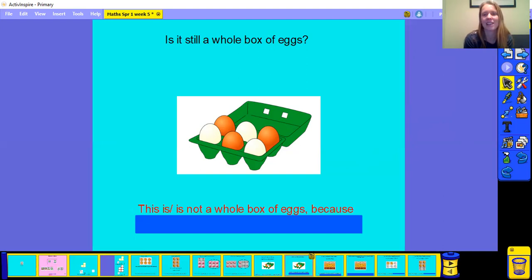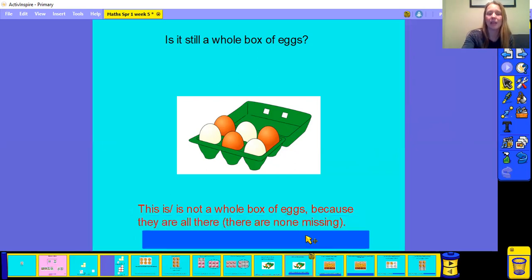Okay, now you've had a chance to do that, let's talk about it together. This is a whole box of eggs. And how do we know that? Because they are all there. There are none missing. We have all of the eggs. There are no spaces in the box to fit any more eggs, so that means it's a whole box of eggs.